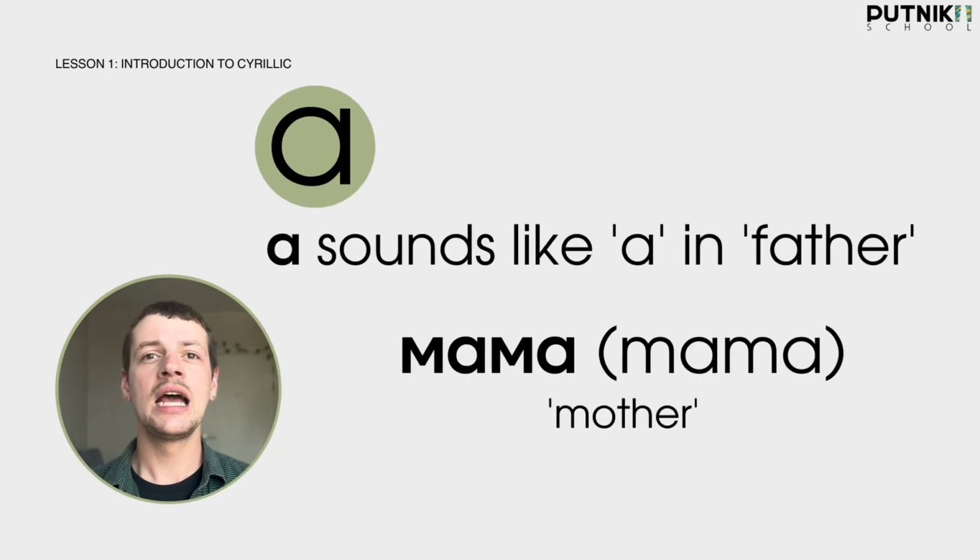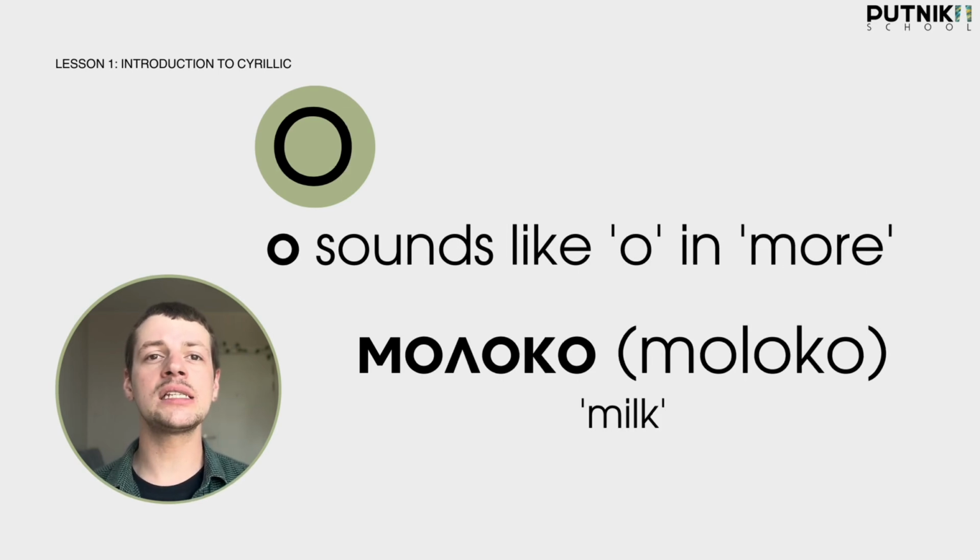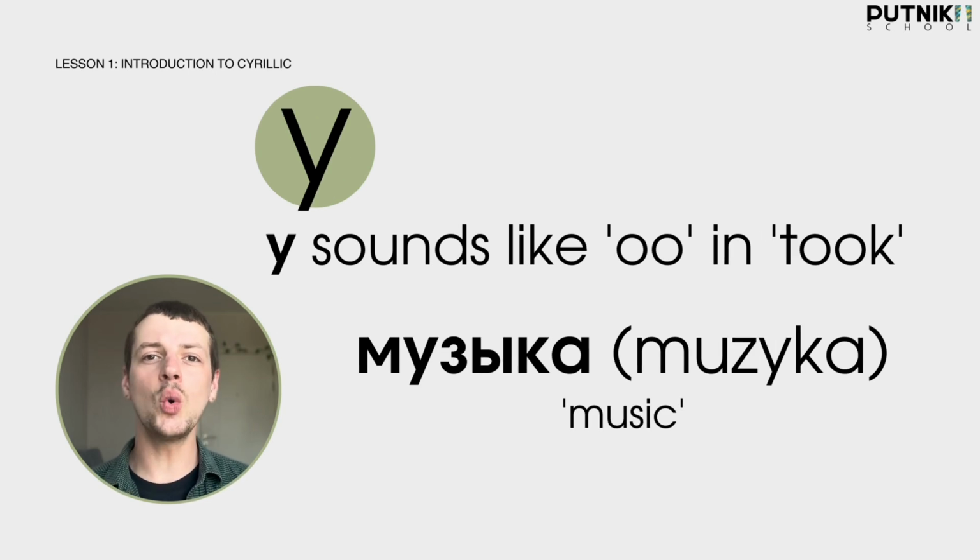The first one is A. It sounds like A in father. For example, the easy word is mama, which means mother. The second sound is O. It sounds like O in more. For example, moloko, which means milk. The sound U sounds like double O in took. For example, musika, which means music.